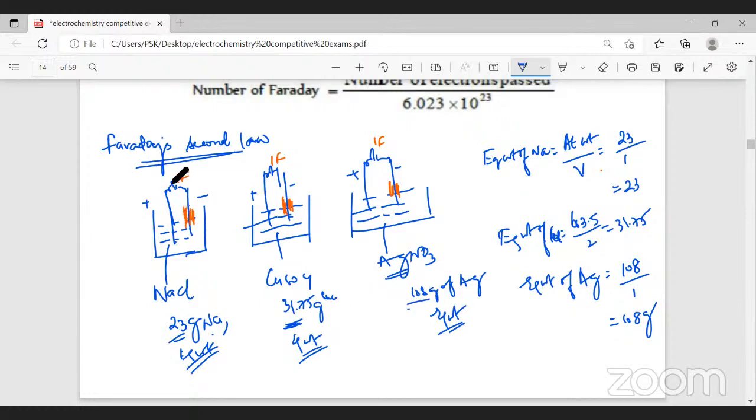Now my question is, if we pass 0.1 Faraday current in all the three, what will be the amount of sodium getting deposited? It will be 2.3. Here it will be 3.175. Here it will be 10.8. Are you following this?